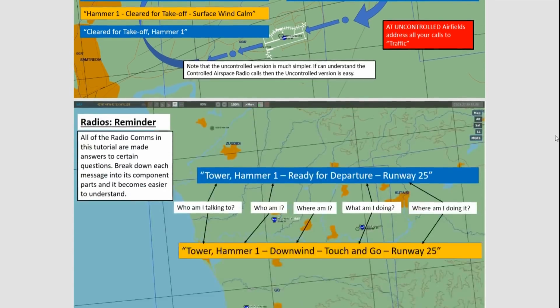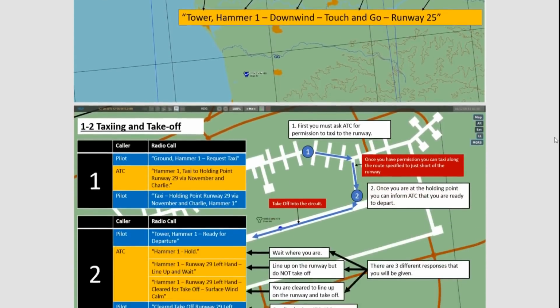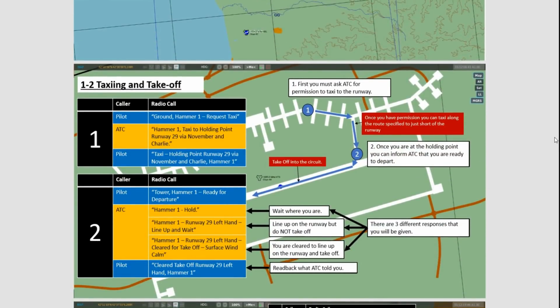We'll skip over radio reminders since we've just done that. So if we start with taxiing and takeoff. First of all, you're going to ask for permission to taxi from ATC, so it's simply, "Ground, Hammer 1, request taxi." Then the ATC will give you some taxi instructions, which usually will involve taxiing to a holding point that's short of the runway. So in this case, "Taxi to holding point runway 29 via November and Charlie," being the names of the various taxiways.